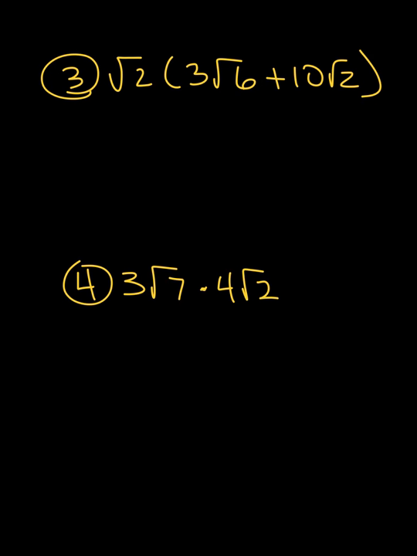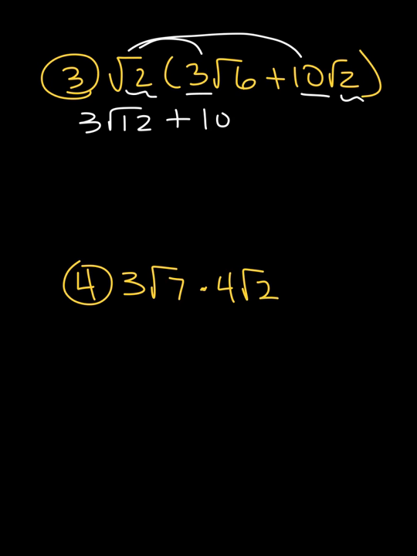In our next type of multiplication problem, I'm going to take root 2 times 3 root 6, and then root 2 times 10 root 2. So we're going to distribute. So I get 3 root 12. The number out front stays the same, the 3, and then I multiply the radicands. I'll do the same thing. Root 2 times 10 root 2 gives me, now I need my plus, so I have 10 out front, and then I know root 2 times root 2 gives me 2.